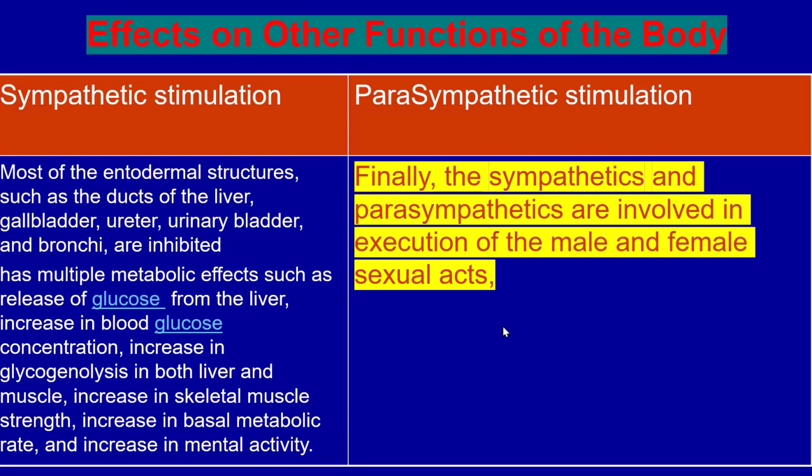Finally, the sympathetic and parasympathetic systems are involved in execution of the male and female sexual act. So both the systems play their role during sexual activity.